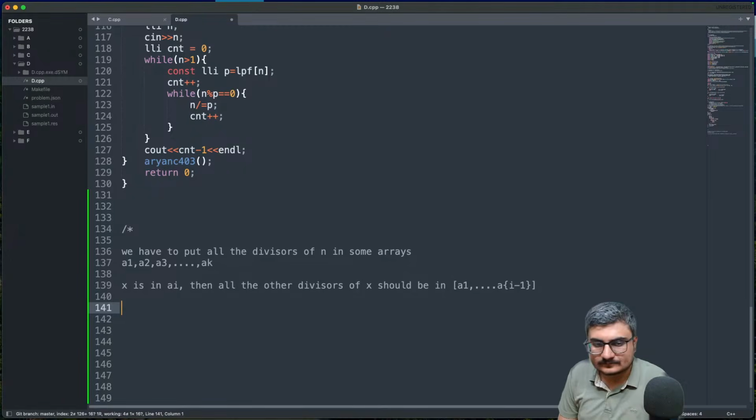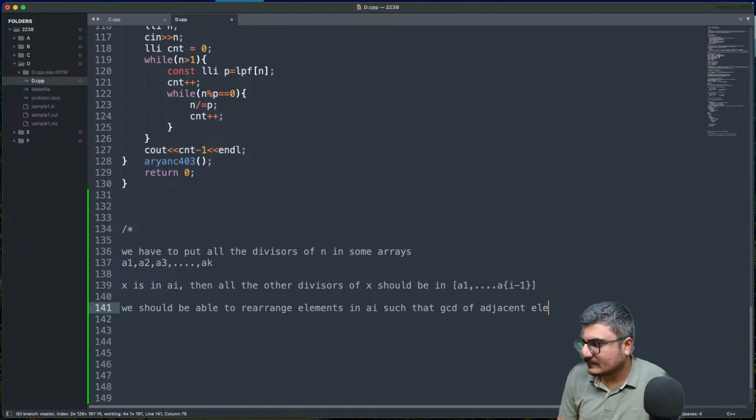And we should be able to order the elements in Ai such that the GCD of adjacent elements is greater than 1. This is what the problem statement primarily says to us.